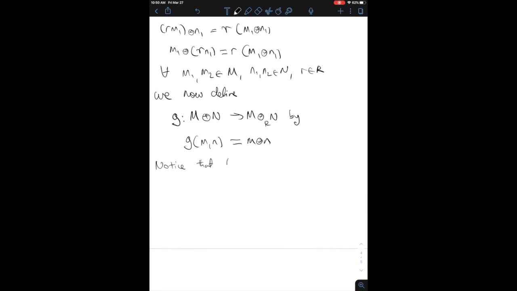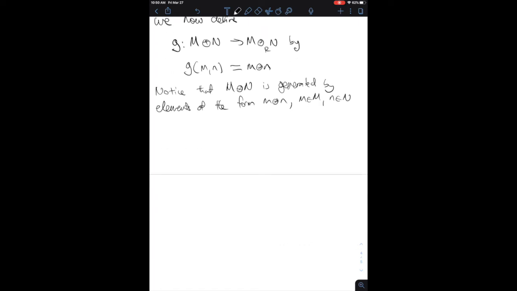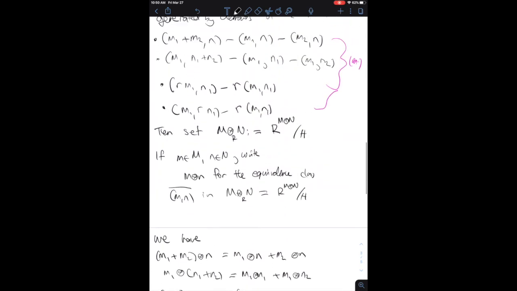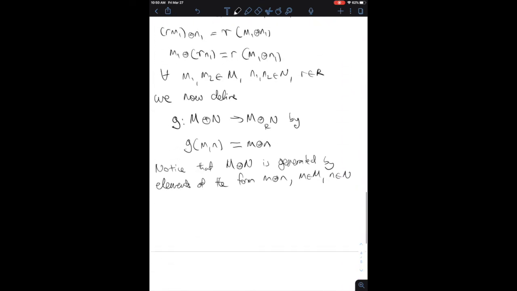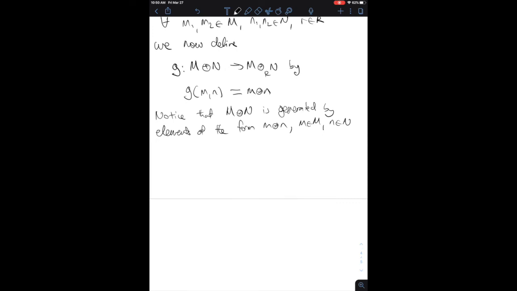Okay, so notice that M tensor N is generated by elements of the form m tensor n, for little m in M and little n in N. Okay, so we now need to check that the tensor product as defined has the required properties.